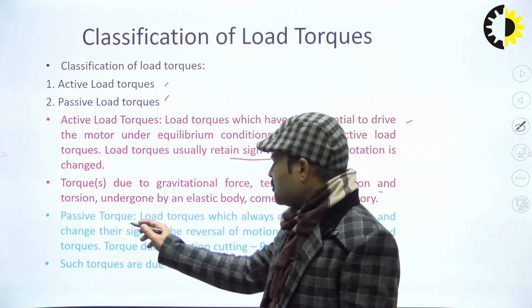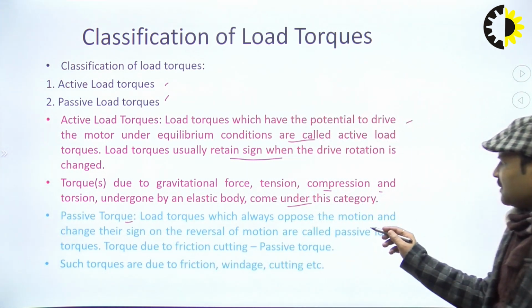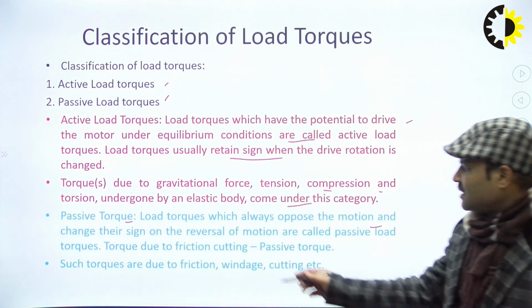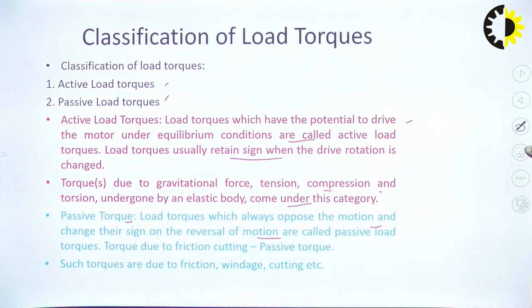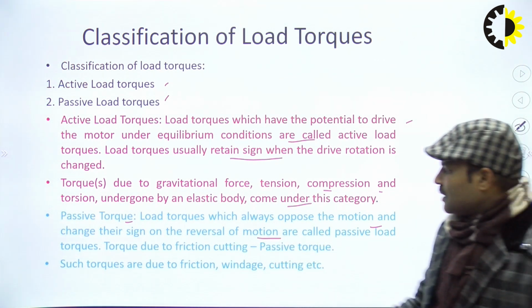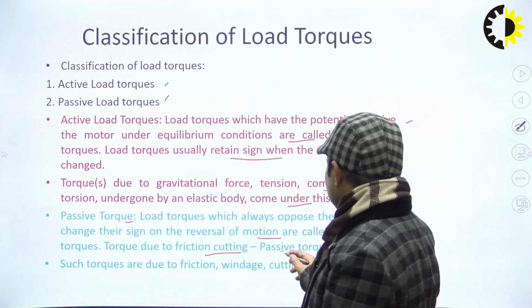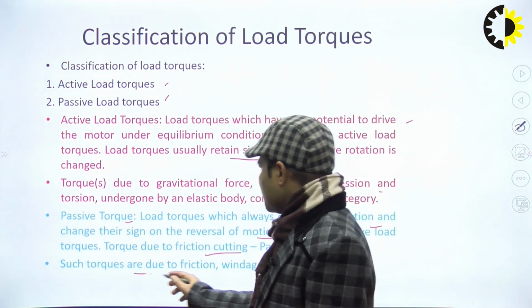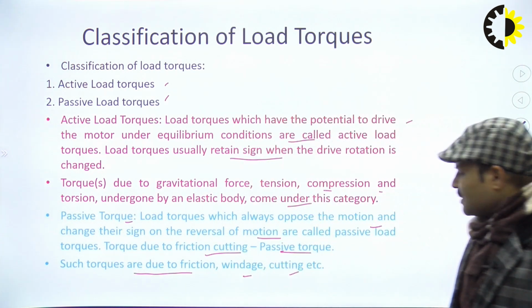Passive load torques always oppose the motion and change their sign on reversal of the motion. Torque due to friction and cutting are passive load torques. Such torques are due to friction, windage and cutting, etc.